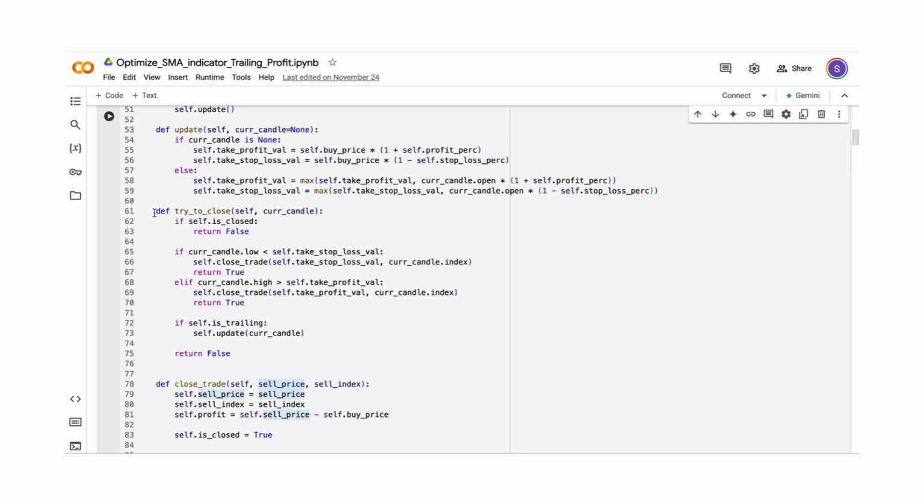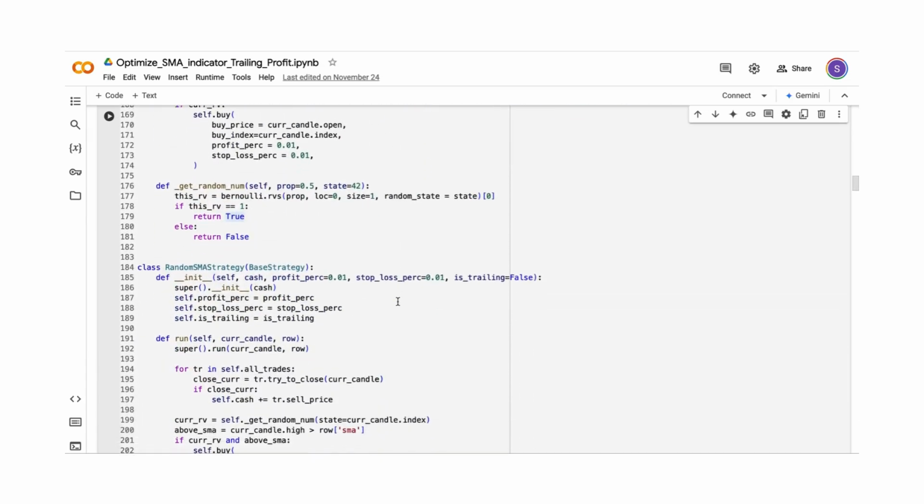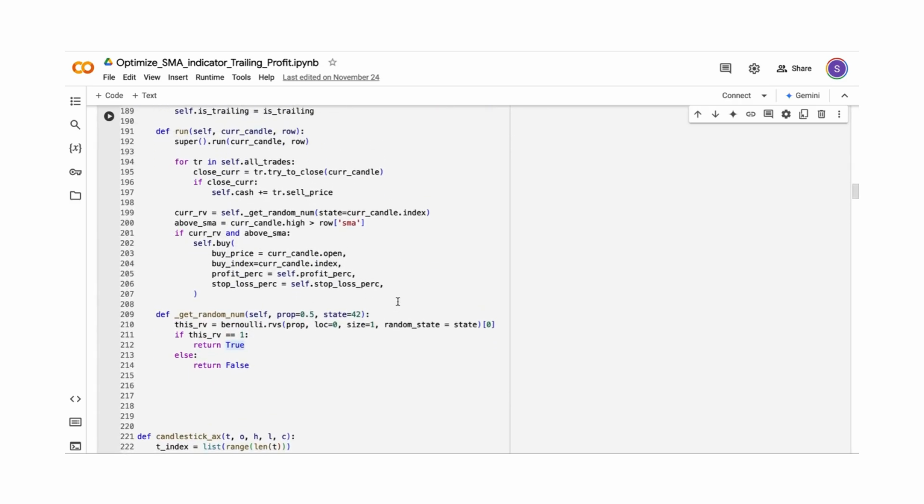The try to close basically says if the price is less than the stop loss, then close the trade, or if it's larger than the take profit, then close the trade, and so on. Okay, so now let's see what happens in our current strategy.